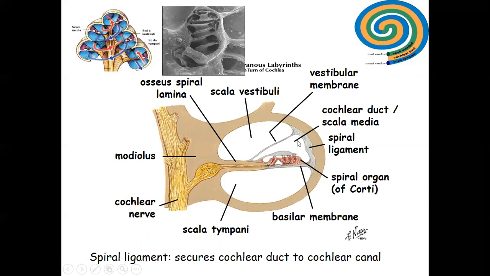The scala media is the actual cochlear duct. It contains the endolymph, and it also contains the spiral organ of Corti. Now, the spiral ligament: you can see here, this is the spiral ligament. It secures the cochlear duct to the cochlear canal.